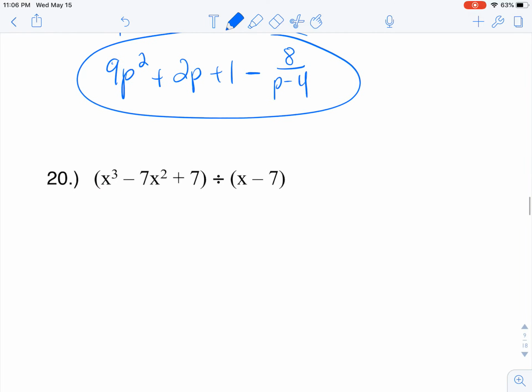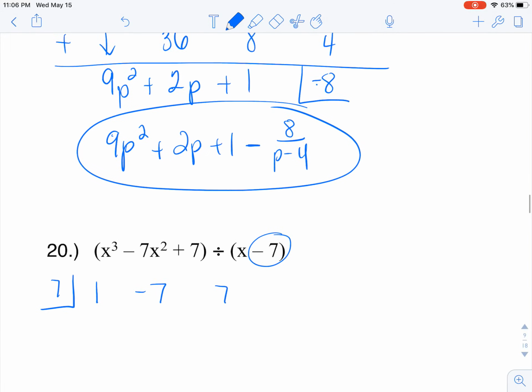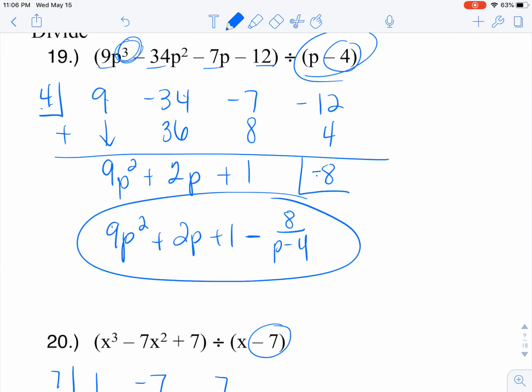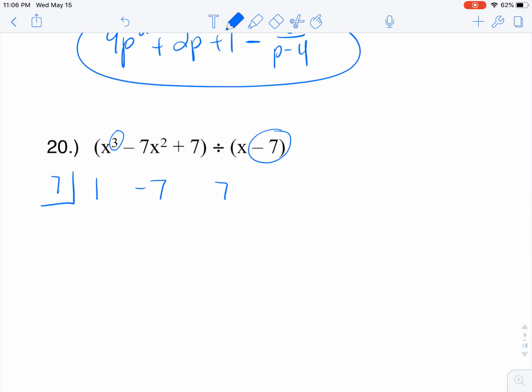All right, next one. In this next one, I'm going to take positive 7. So I have 1, negative 7, and 7. This looks kind of weird. There's only 3 terms here, and this one up here had 1, 2, 3, 4. So I need to check this out. I got x to the third, x to the second, and then just a number. But where's x to the first? So we're missing that. So we have to put a placeholder 0 there.